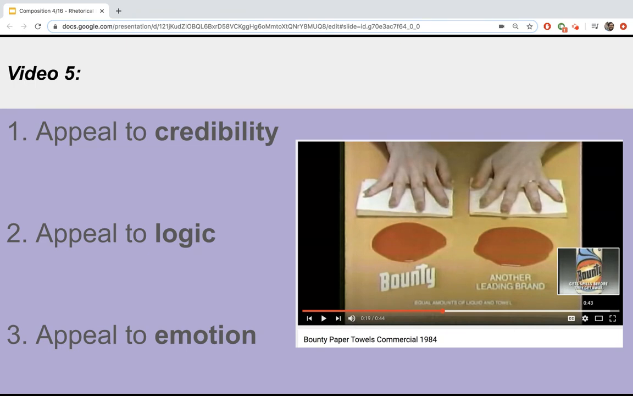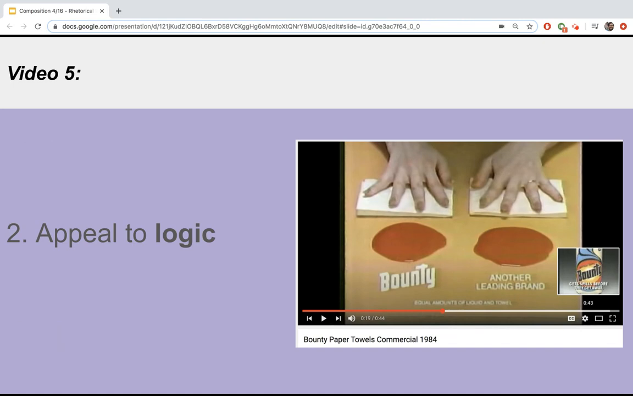In this commercial, we saw Bounty placed by the next leading brand to compare how well they wiped up a stain. Was this credibility, logic, or emotion? Yes, this one was logic. By showing how well a product works, you are appealing to someone's logic. You are using facts to try to sell something.